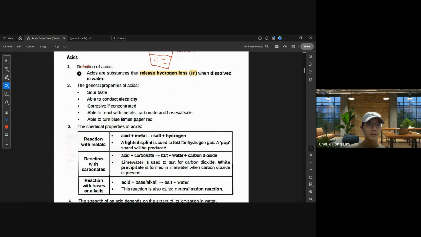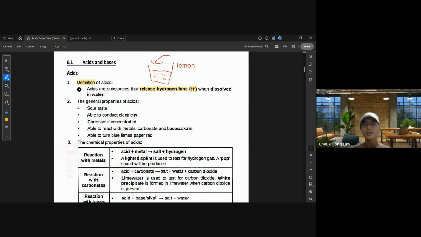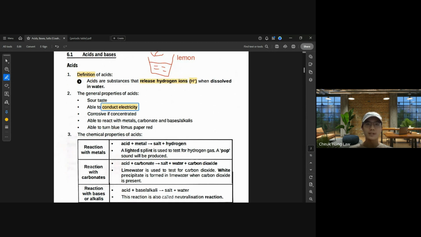Definition. Okay. So general properties: they have a sour taste. Again we use the lemon analogy. Lemons are sour, so acids are sour. And they are able to conduct electricity. Why they can conduct electricity is because once they dissolve in water, they release hydrogen ions, and these hydrogen ions are free to move to conduct electricity. That's why acids can conduct electricity. It is corrosive if concentrated.